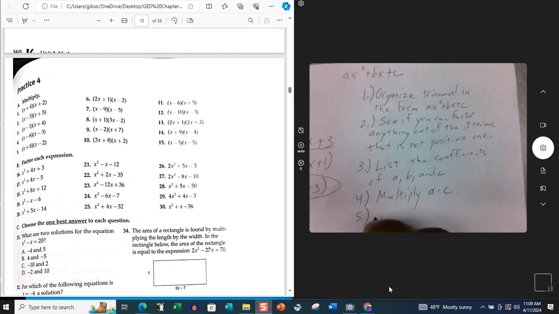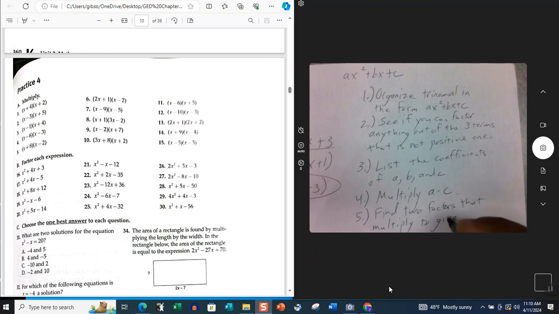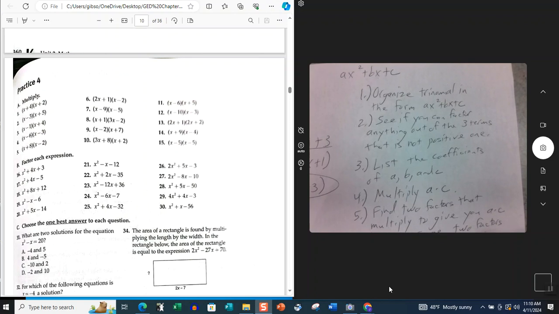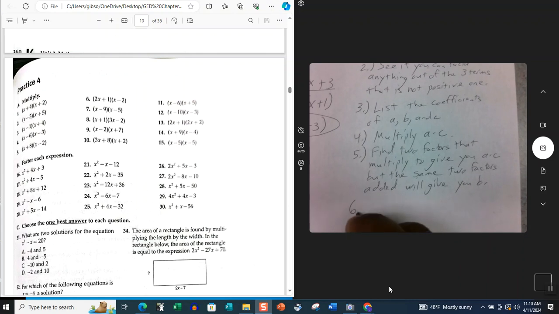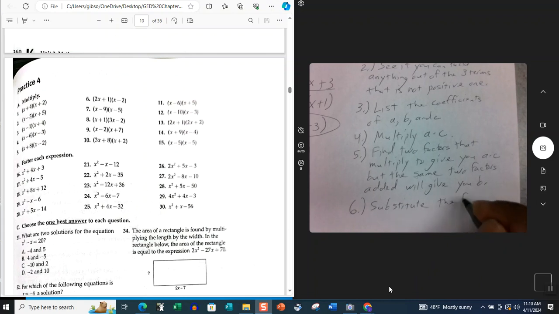Number 5, find two factors that multiply to give you A times C, but the same two factors added will give you B. Okay, number 6, substitute the factors in for B.